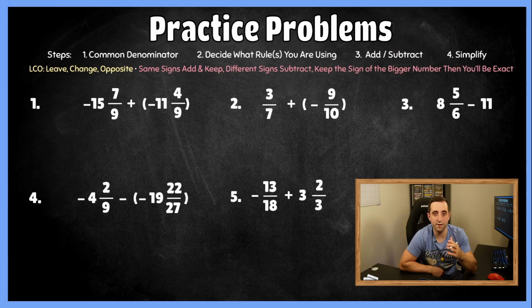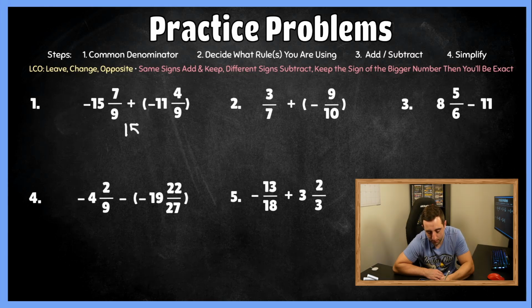You got lucky on the first one. They have the same denominator, so we don't have to worry about utilizing least common multiple. And now we want to decide, well, what rules are we utilizing? I see addition, so we're going to utilize the rule in red. So same signs, add and keep, different signs, subtract. I notice that they're the same signs, so we're going to add and keep the sign that they have in common with each other. So we have 15 and 7/9 plus 11 and 4/9.